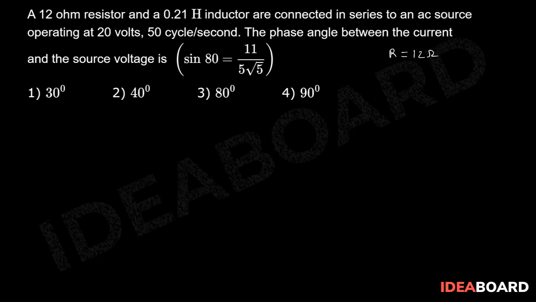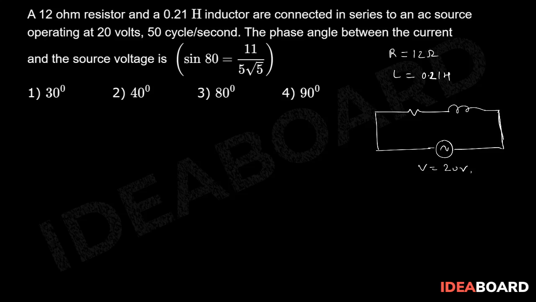to 12 ohm and the value of L is 0.21 Henry, right, connected in series. So this is resistance, this is inductor, and they are connected in series, and there is an AC supply which is operating at 20 volts and 50 cycles per second, that means they have given the frequency. So from there I can calculate omega, which will be 2 pi f, so I can write 100 pi radian per second. This is the value of omega.